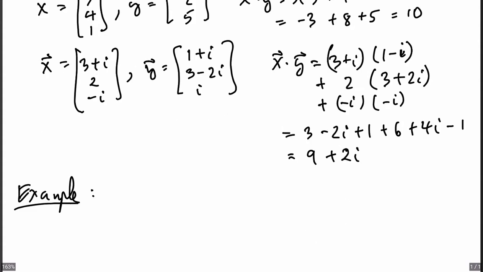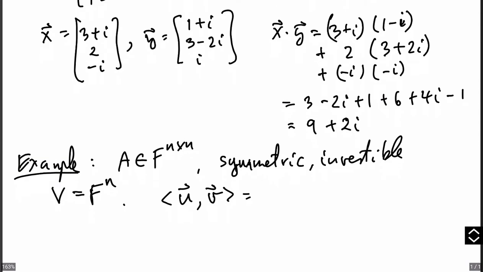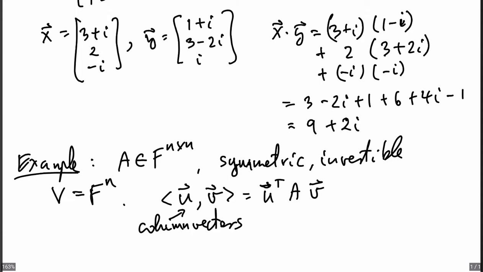In the next example, let's consider n by n matrices, that are actually invertible and symmetric, and the vector space will be n vectors from this scalar field. Then one way to define a scalar product or a dot product or an inner product, if these are column vectors, which is usual for vectors, is to have U transpose A V conjugate. So there are different definitions of this. I'm using a little bit different one than what the book does.